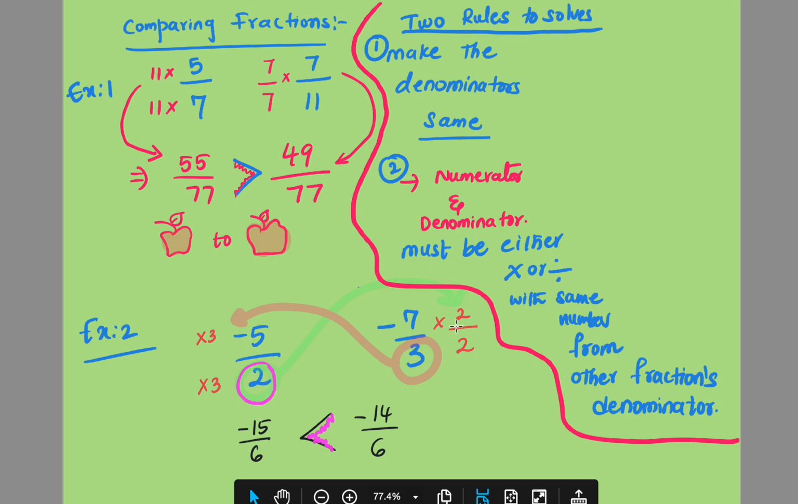You took this 2 and you have multiplied with this particular fraction, which again, multiplying and dividing did not affect the original fraction, correct? So then what happens? 3 times negative 5 is negative 15, negative 7 times 2 is negative 14, and both the denominators ended up being 6. So when you're looking at the negative side of the number line from 0 to negative infinity, as you keep going towards the left, the numbers look bigger, but the value of it is smaller, meaning negative 14 is bigger than negative 15.